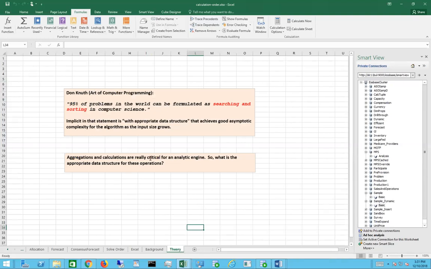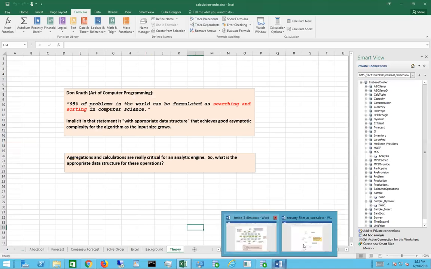So aggregation and calculations are really critical for an analytic engine. What's the appropriate data structure for these operations? That's the question at hand. For anyone to claim that they are a good analytic engine, they really have to do a pretty good job of solving aggregation and calculation, and they need a good data structure that does this along various business hierarchies. Simply having a rows and columns data structure as in a relational table is not good enough, or not efficient enough, to do sophisticated aggregation and calculation like security sensitive aggregation.